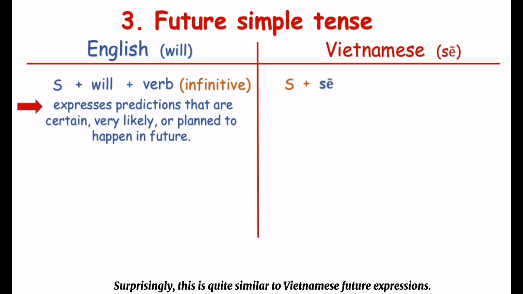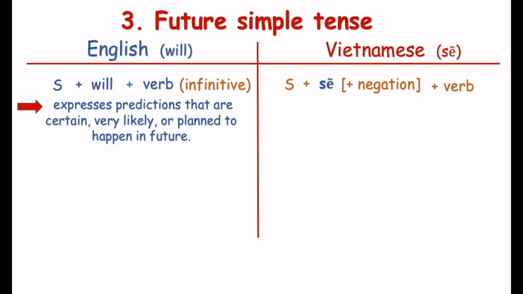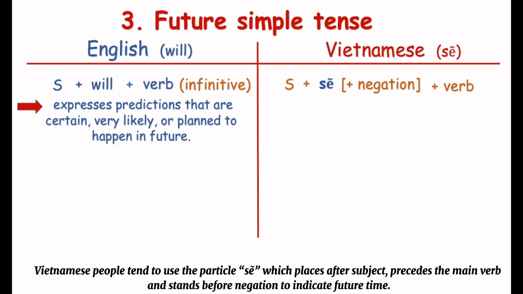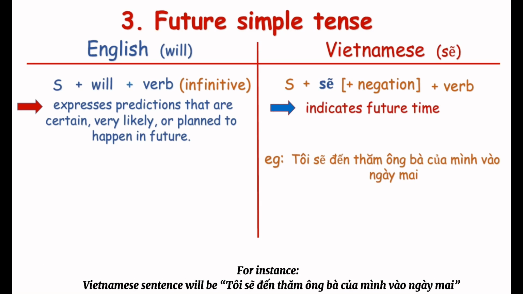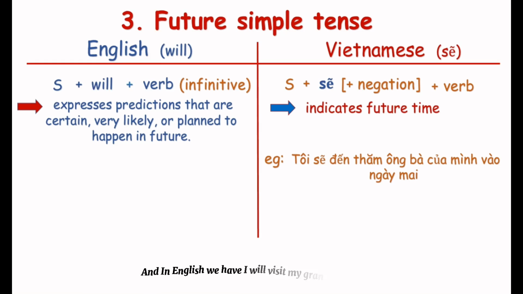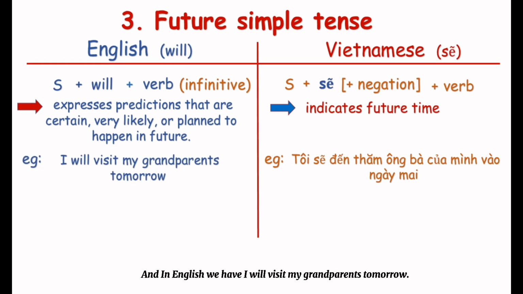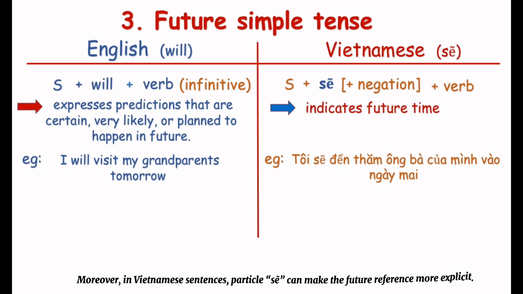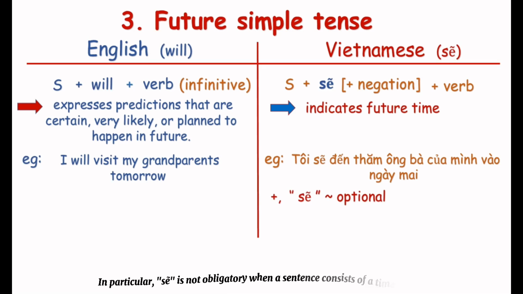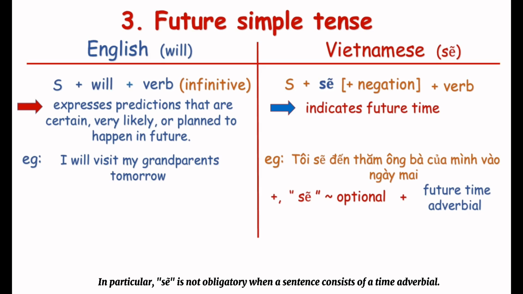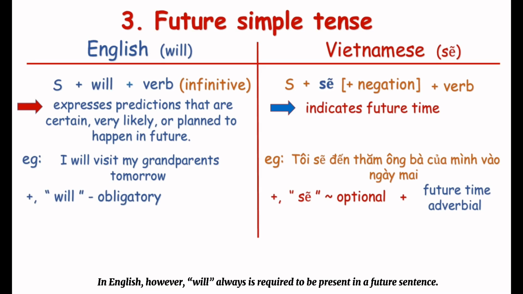Surprisingly, this is quite similar to Vietnamese future expressions. According to Albrecht, Vietnamese people tend to use the particle sẽ, which is placed after the subject, precedes the main verb, and stands before negation to indicate future time. For instance, the Vietnamese sentence is tôi sẽ đến thăm ông bà của mình vào ngày mai, and in English, we have I will visit my grandparents tomorrow. Moreover, in Vietnamese sentences, the particle sẽ can make the future reference more explicit. In particular, sẽ is not obligatory when the sentence consists of the time and verb. In English, however, will is always required in the future sentence.